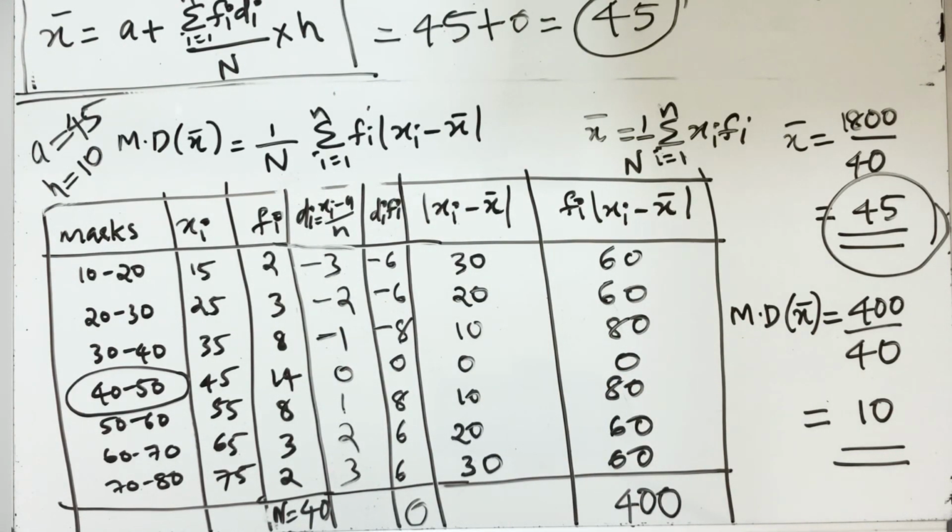We can see more examples later. So today we have seen how to find mean deviation about mean for continuous frequency distribution, and also one shortcut method to find mean for continuous frequency distribution. Using that mean, we can next proceed to mean deviation about mean.